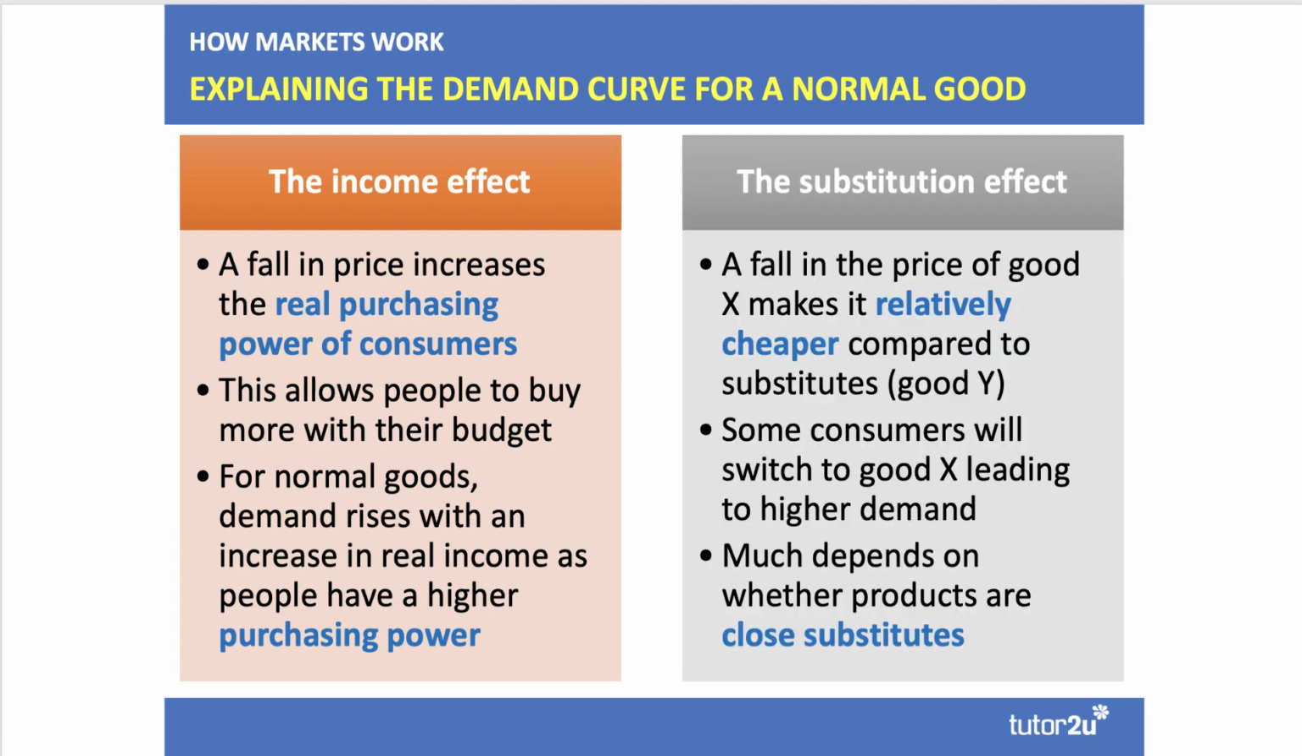And there's a second effect, and that's called the substitution effect. So a fall in the price of a good, for example, coffee, might make it relatively cheaper compared to tea or hot chocolate. And some consumers will switch to good X, coffee, leading to higher demand. Of course, much depends on the extent to which coffee, hot chocolate and tea are regarded as close substitutes.